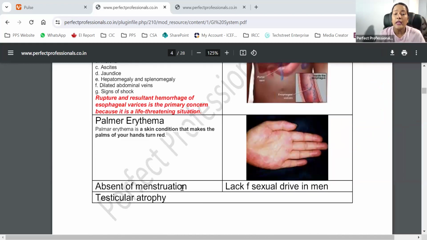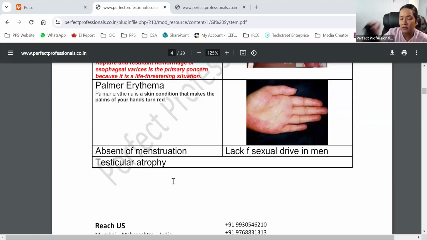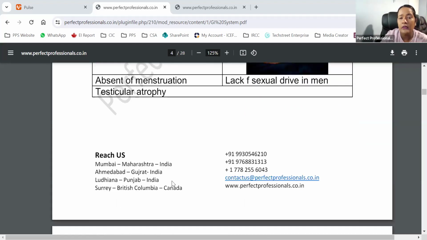Okay. Now, the next problem will be that the patient has palmar erythema. Palmar erythema is a skin condition that makes the palms of the hands turn red. As you see, one side will be red, then yellow, then red again. The female patient will have absence of menstruation, and there will be a lack of sexual drive in men. Men's testicular atrophy will also happen. Okay, the testes will be shrunken.